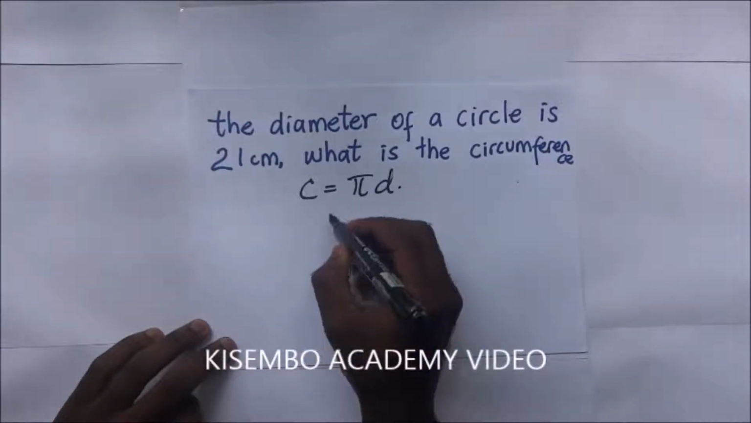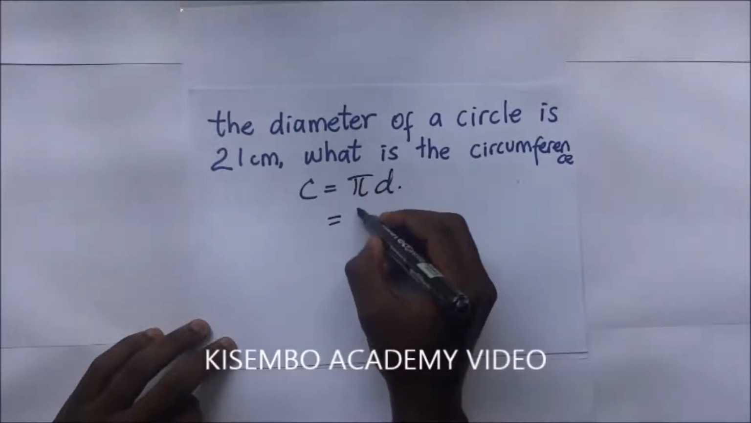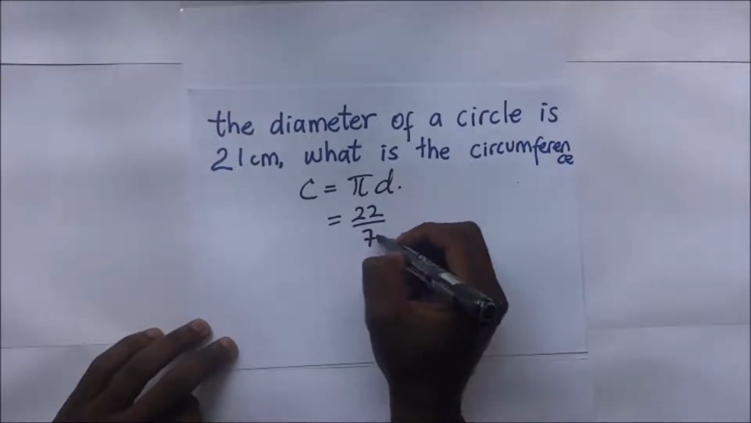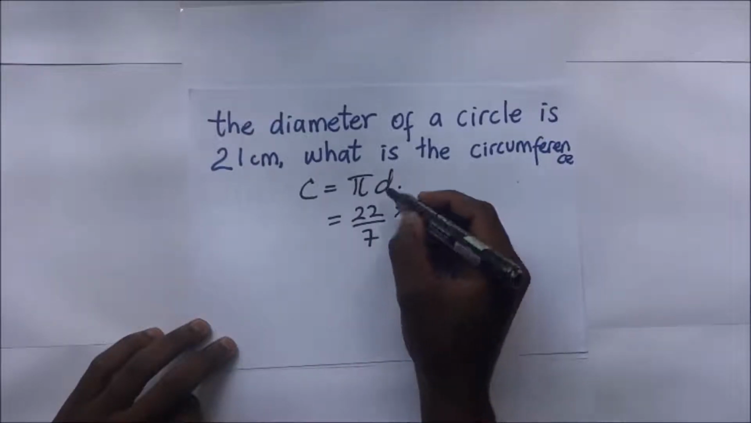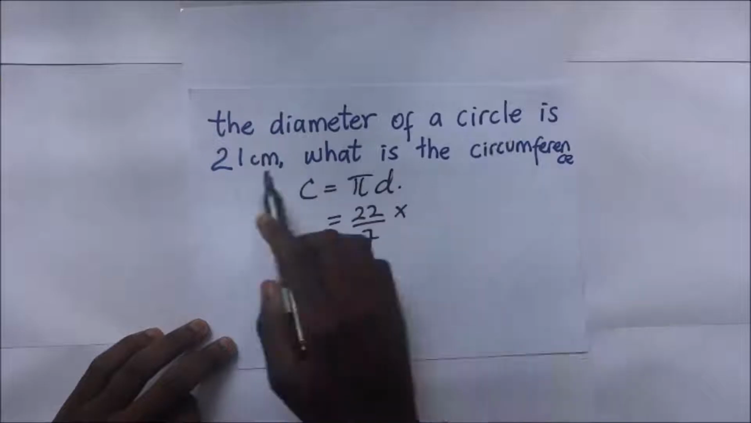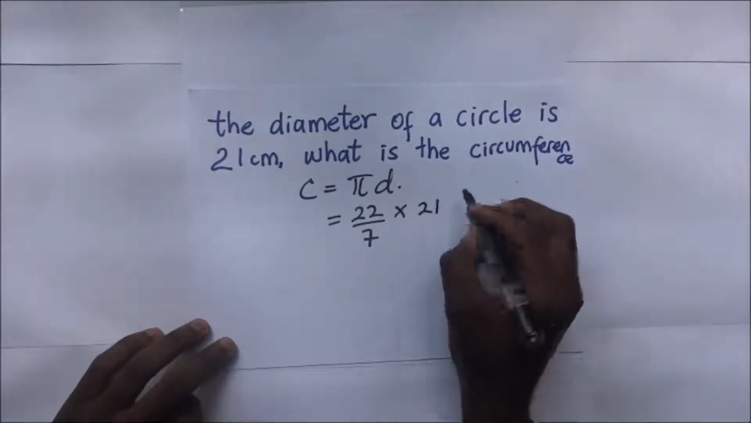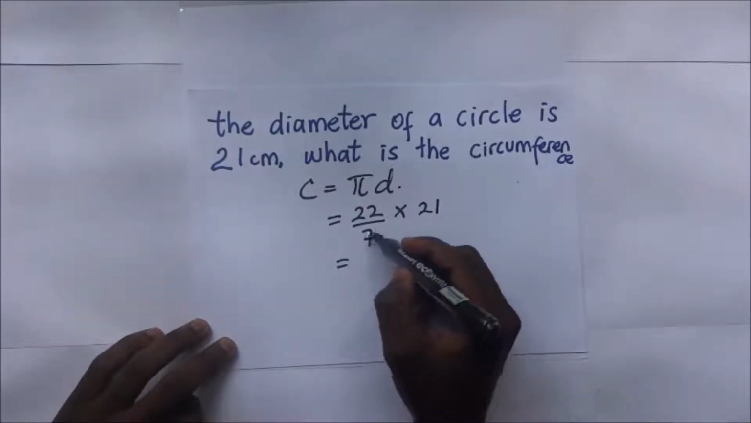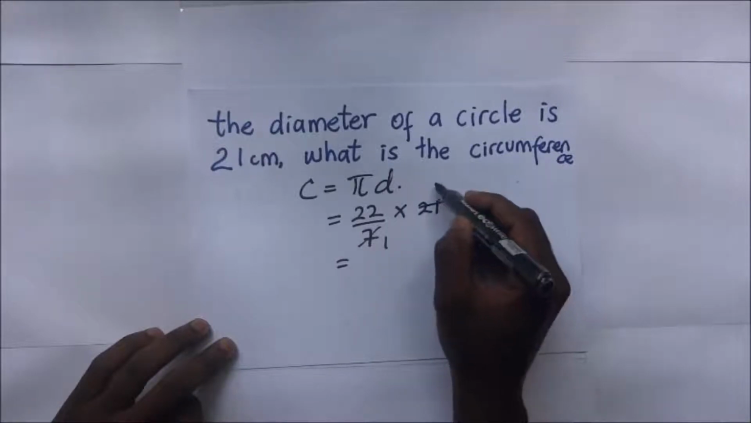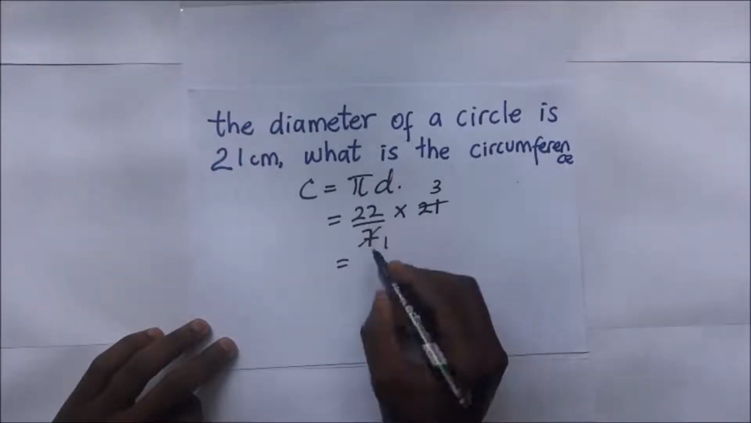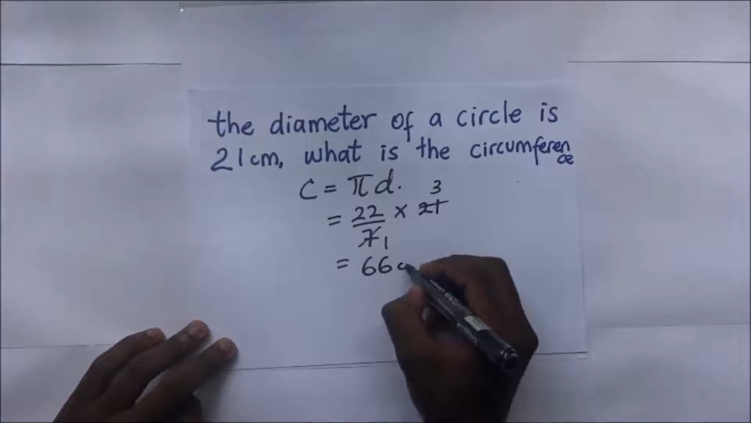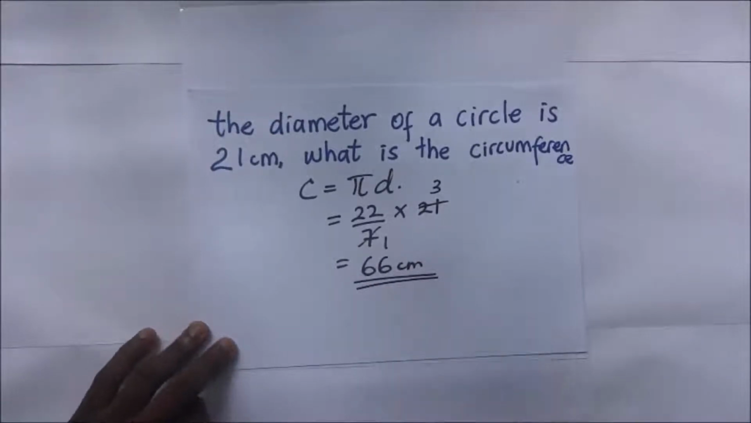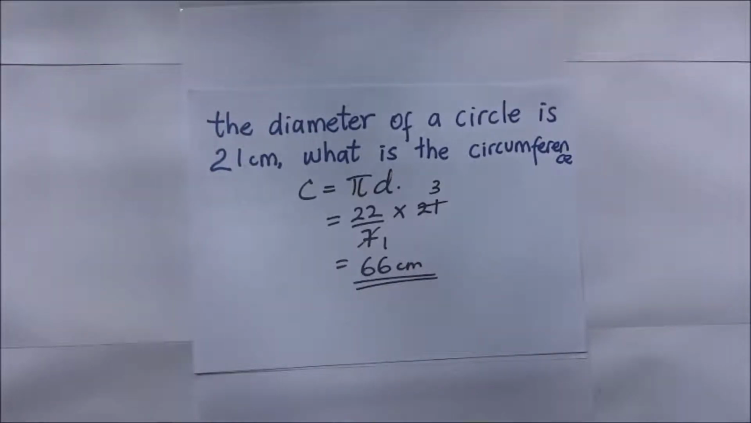So they want the circumference of a circle. Our value of pi is 22 over 7 or 3.14. Multiply that by the diameter. They are telling us the diameter of the circle is 21 centimeters. So it means that 7 once, 7 thrice, 3 times 22 is 66 centimeters. So the circumference of that circle is 66 centimeters.